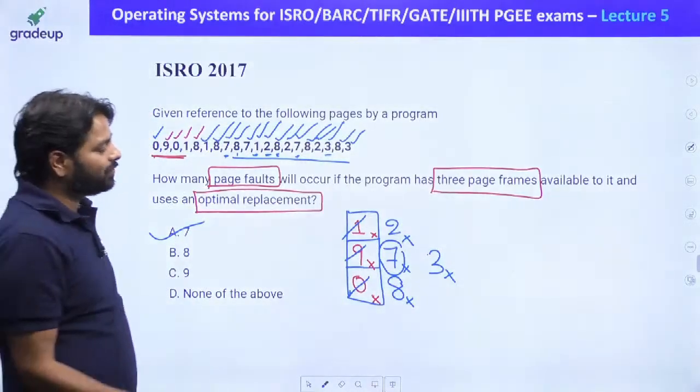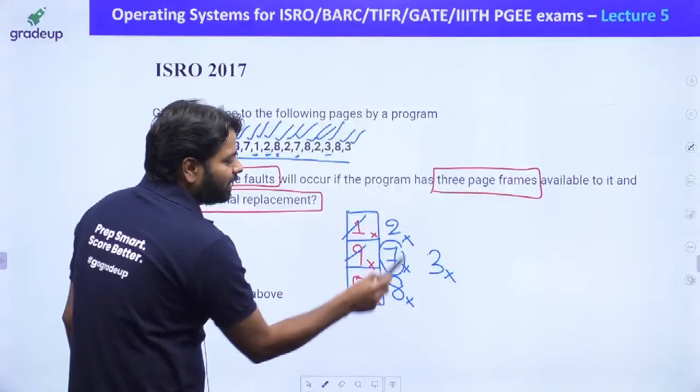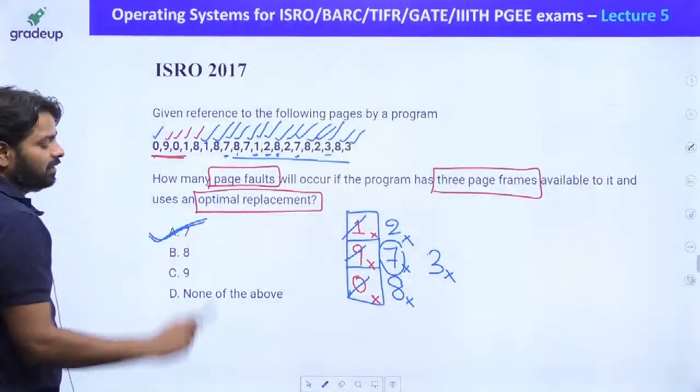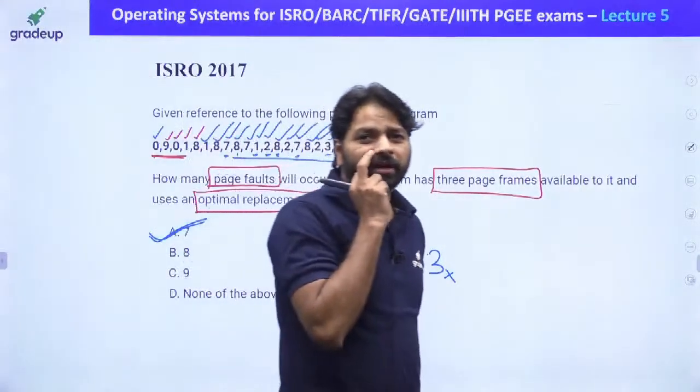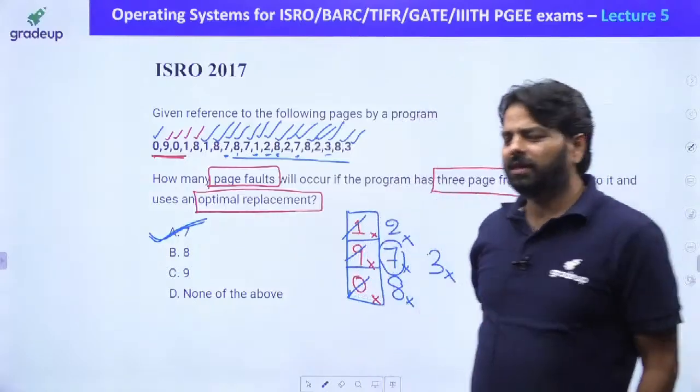So how many page faults did we get? 1, 2, 3, 4, 5, 6, 7. So 7. Everybody? Yeah.